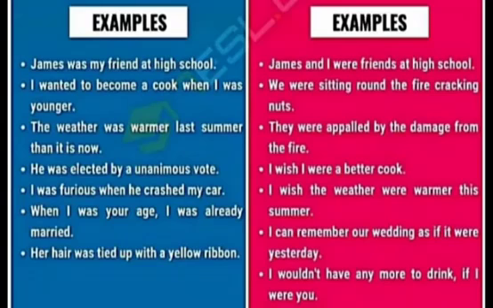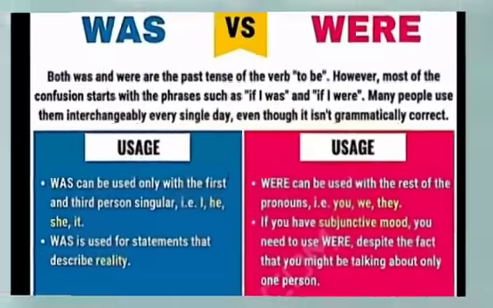Then the third one: the weather was warmer last summer than it is now. So it gives a simple statement. It is a reality. It's a statement of reality. Yes, so the weather was. Here the subject is third person singular, it. The weather was warmer last summer than it is now. Let's look at other examples also. So can you get my point? I think so. Was can be used only with the first and third person singular. I, he, she, it. Then were.